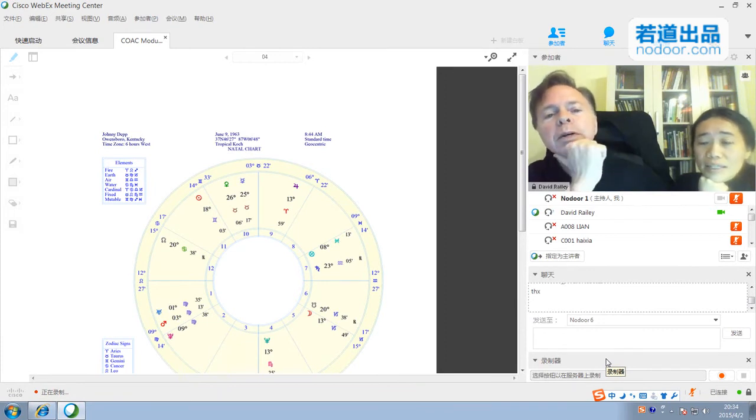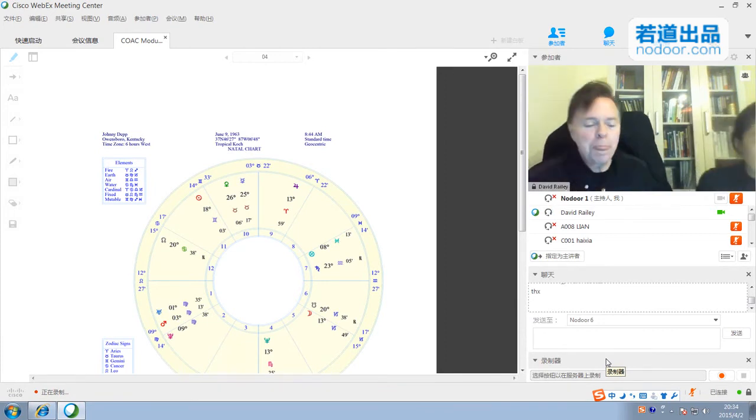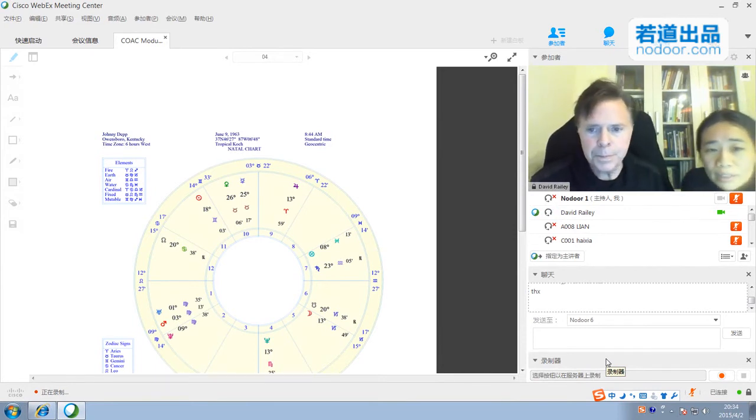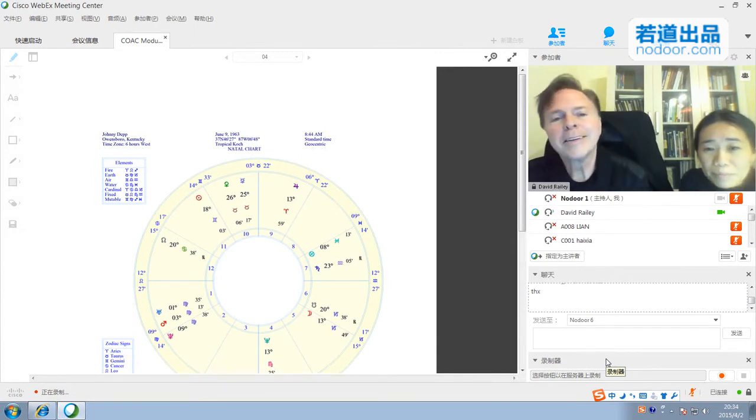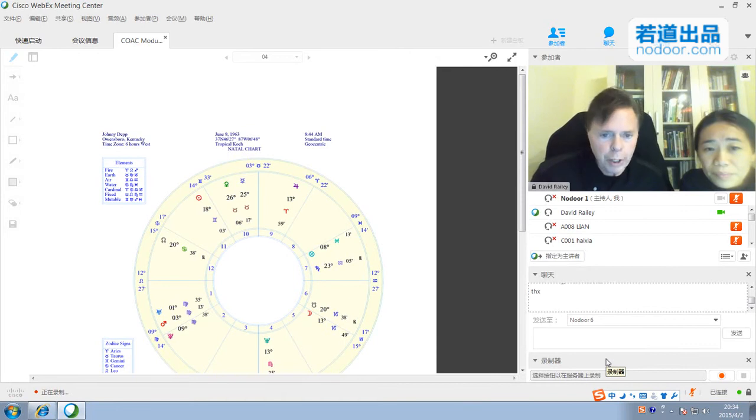And we're about to look at a dramatic example of this. Here is the natal chart, the birth chart of Johnny Depp. I'm sorry he couldn't be with you tonight, but he's busy shooting another mysterious film right now. Maybe next year.